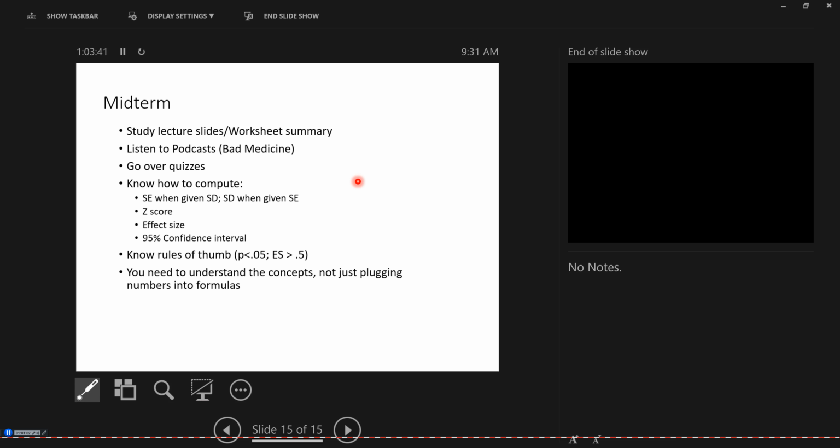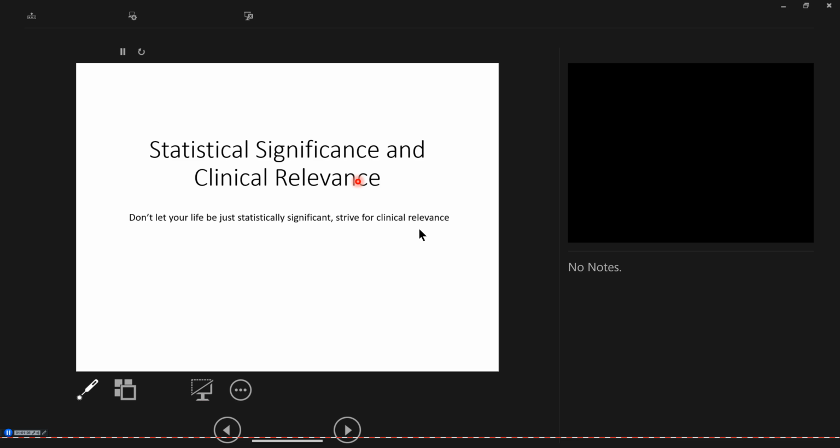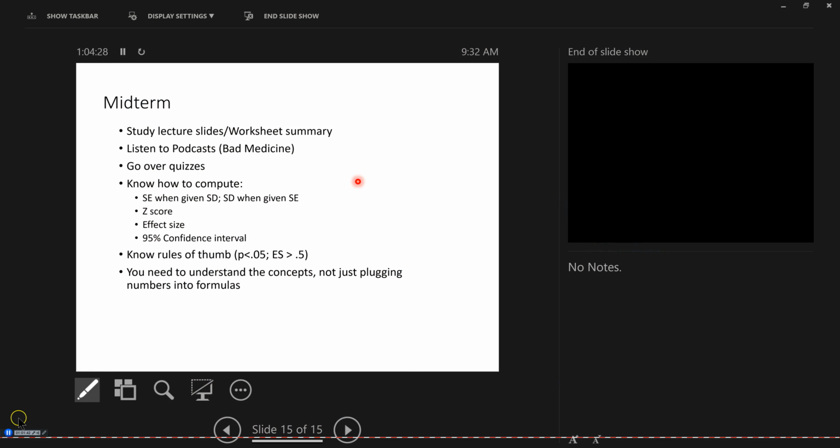I have the slide. Study your lecture, listen to your podcast, go over your quizzes, know how to compute these different things. Know your rules of thumb: p less than 0.05, effect size greater than 0.5. And you need to understand the concepts, not just plug numbers into formulas. And remember, in hypothesis testing, you never prove anything. In statistics, you don't prove stuff. It's a fuzzy business.